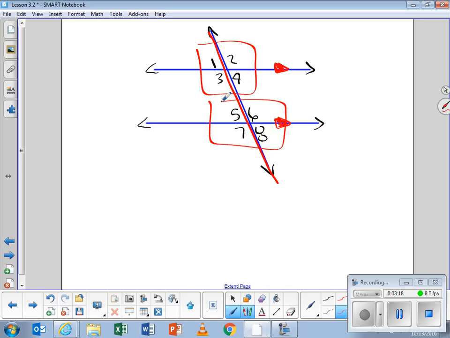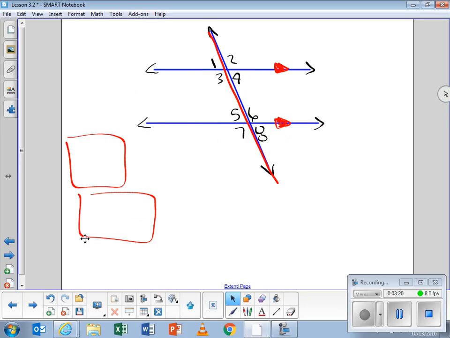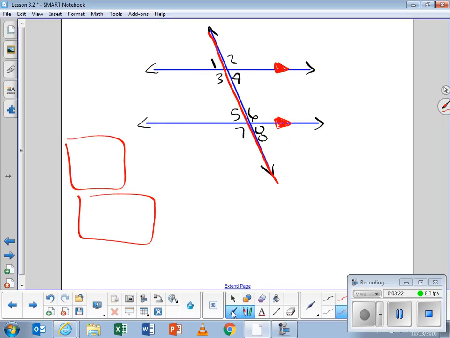They're on the same side. We move these squares out of the way. They're on the same side of the transversal, and they are inside these parallel lines. Okay? Very good. One pair, Emily. Can you name me one pair of alternate interior angles? 5 and 4. Do you agree with her, Nick? Yeah. Nice job. That is correct.